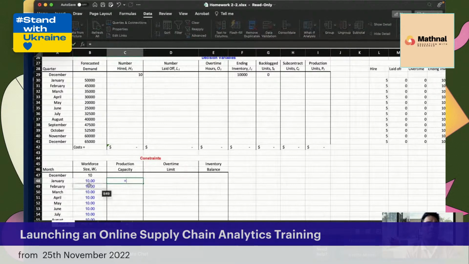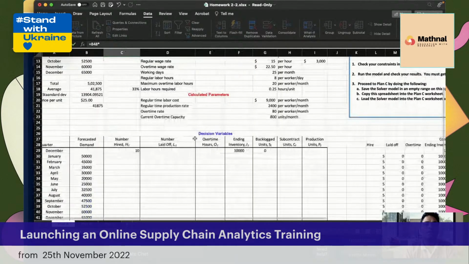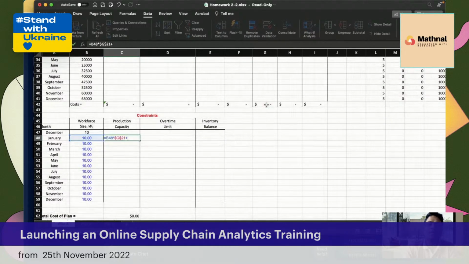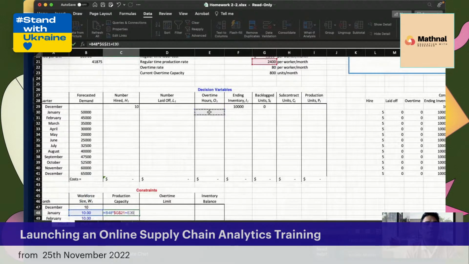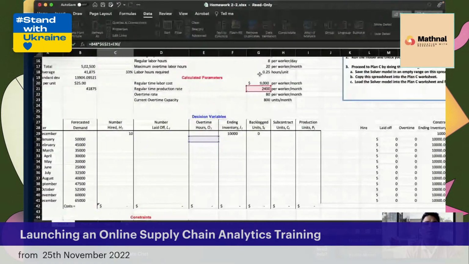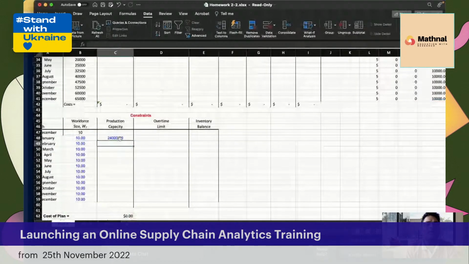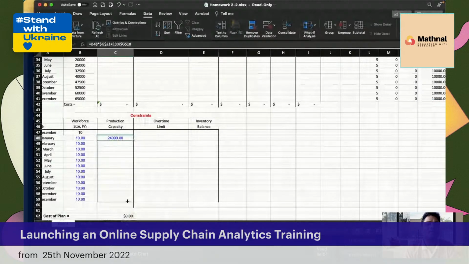Now second thing is I'm going to calculate the production capacity. So production capacity is the number of workforce into the regular time production rate, right? Per worker per month. That is 2,400. I'm going to freeze this because I'm going to use the same formula. Now, if we have any overtime, so this overtime divided by what is overtime? 0.25 hours per unit.